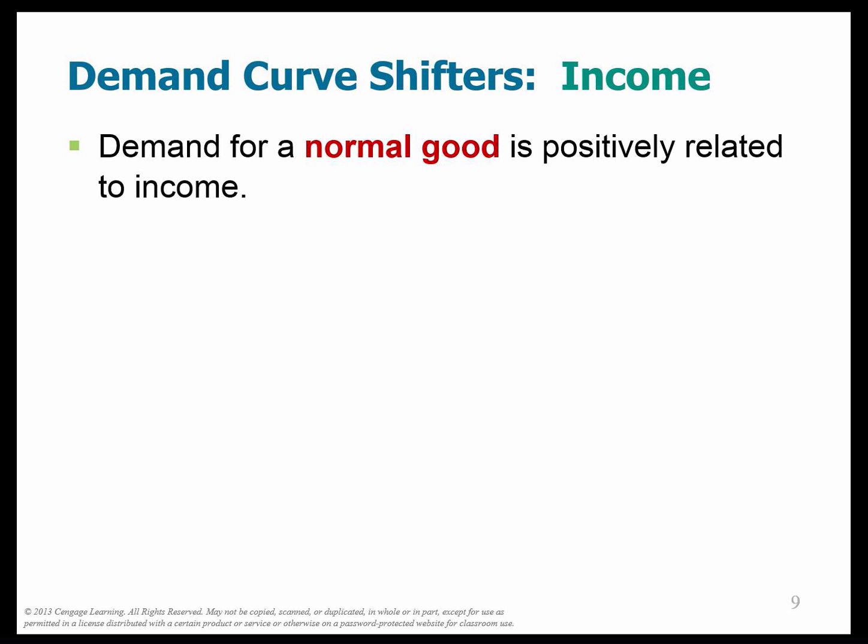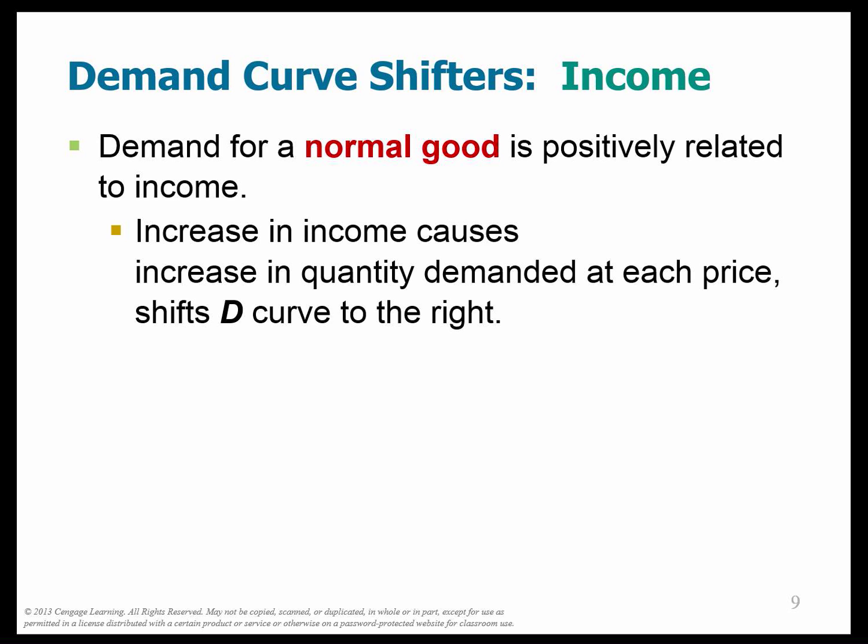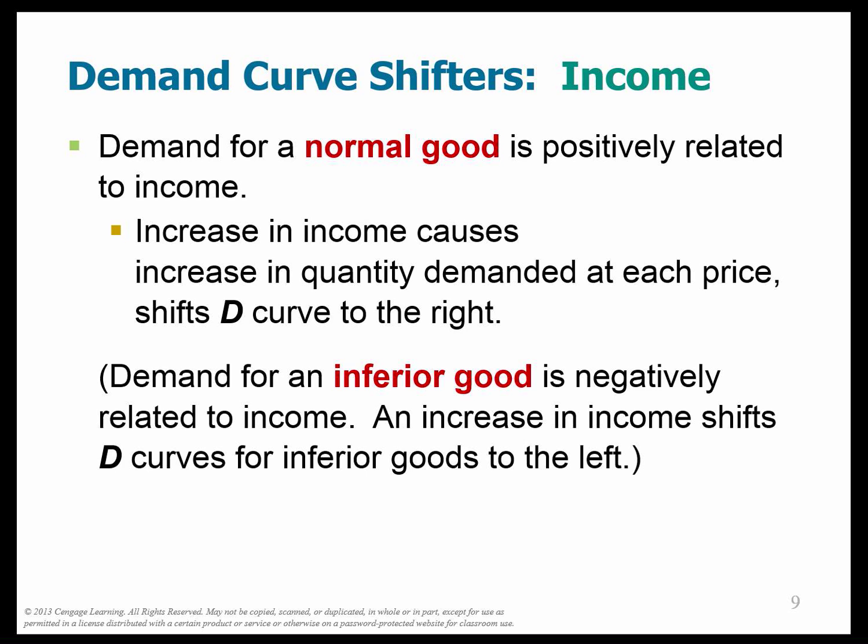For a normal good, if you get more income, you're going to want more of that good. So therefore, it will shift the demand curve to the right, just the same way that the increase in the number of buyers shifted it to the right. That was the last slide.